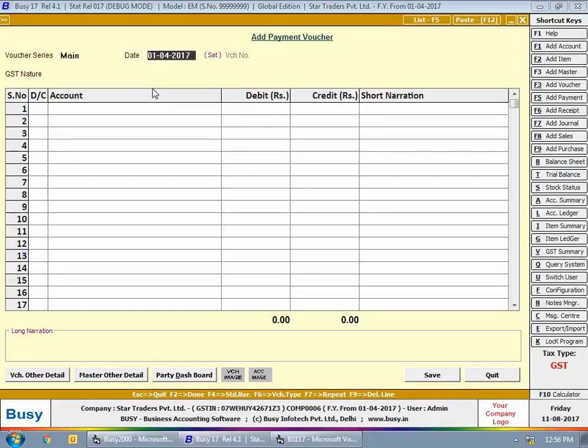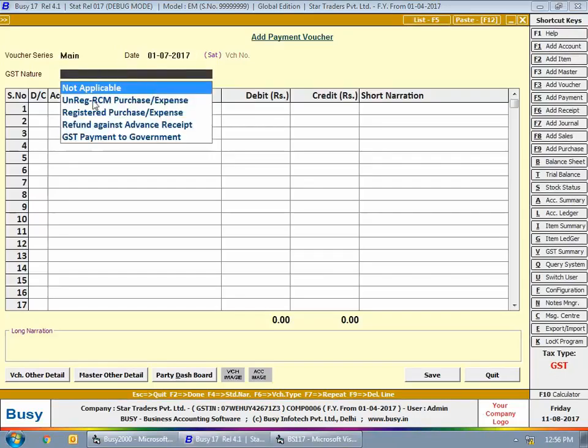We are entering this voucher for 1st of July. In the GST nature list, you can see various options appearing. First is not applicable, that is, this transaction is not related to GST. Next is unregistered RCM purchase / expense. You will select this option when you have made a purchase from an unregistered dealer, that is, the payment you are making for an expense account is to an unregistered dealer who does not have a GSTIN number.